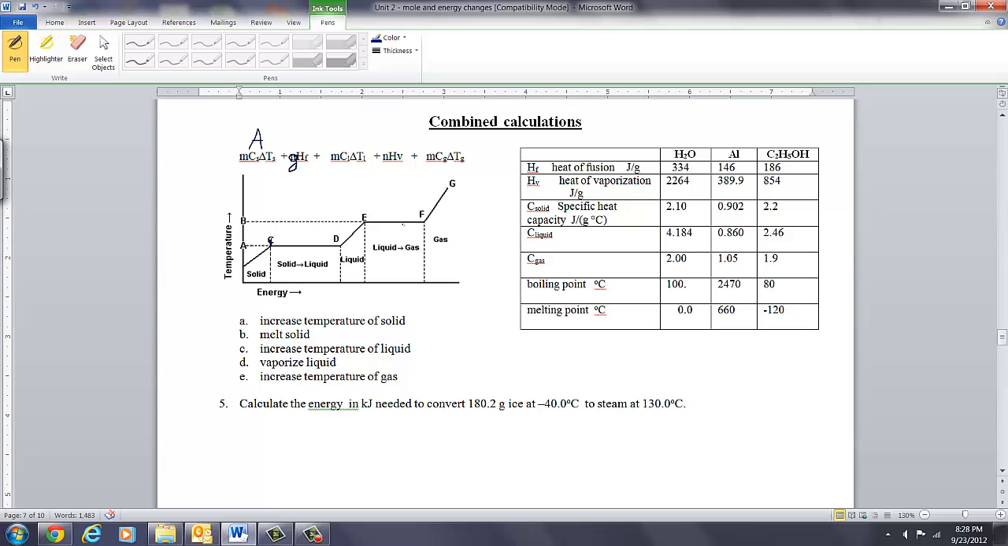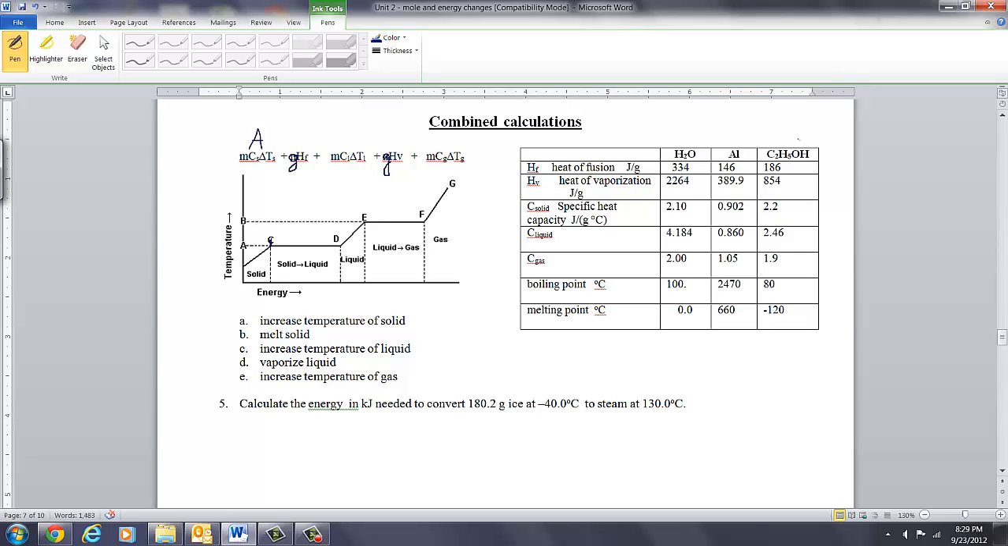Then what do we do? Boil. And again, instead of N for moles, you're going to just change that to a G, and it's going to be grams times heat of vaporization. Then we have just gas, and it's going to be the mass times the specific heat of gas times the temperature change for the gas. So look in your chart. You have to just be careful. Here's my heat of fusion, vaporization. The specific heats change depending if it's a solid, liquid, or a gas.